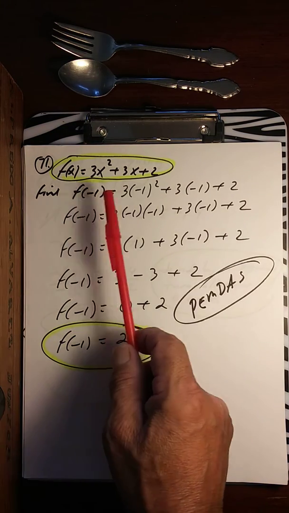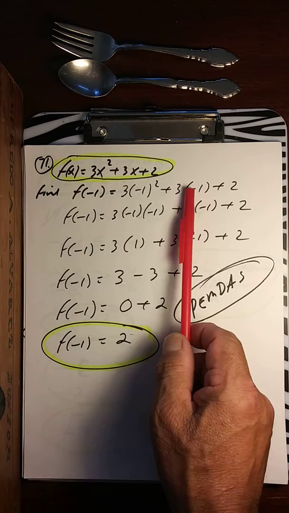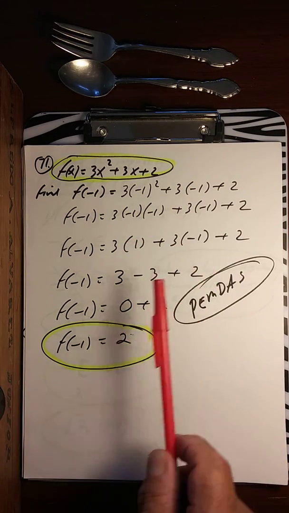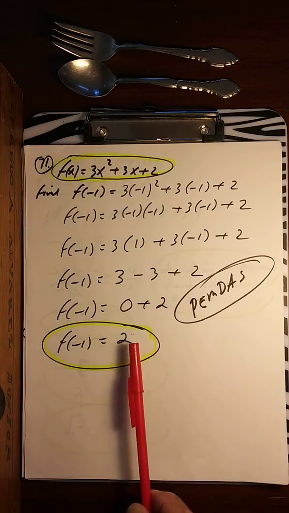Find f of -1. Put a -1 in there. And -1 squared is 1. That's 3. That's going to be -3 and 2. 3 minus 3 is 0. 0 plus 2 is 2.